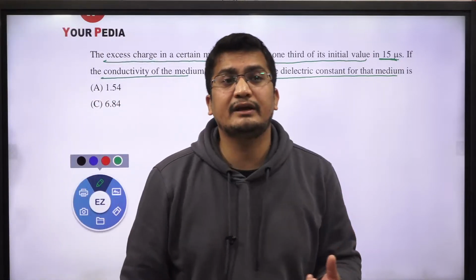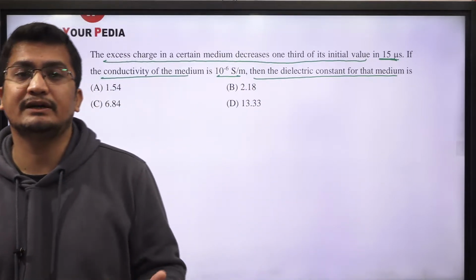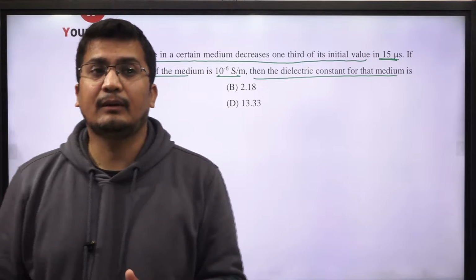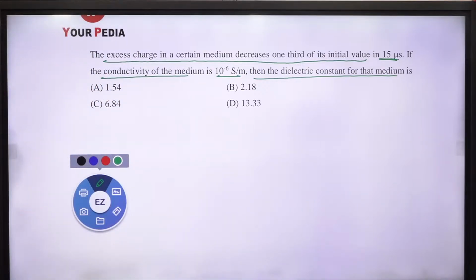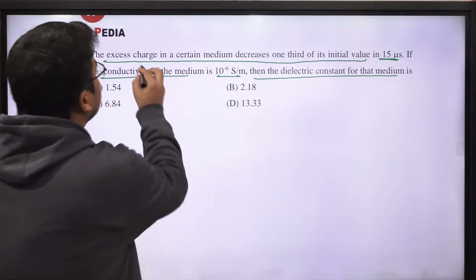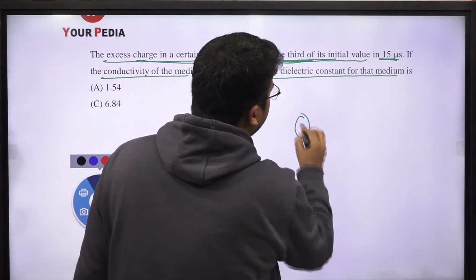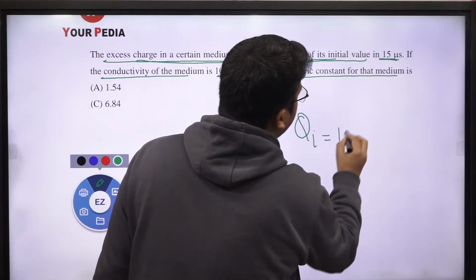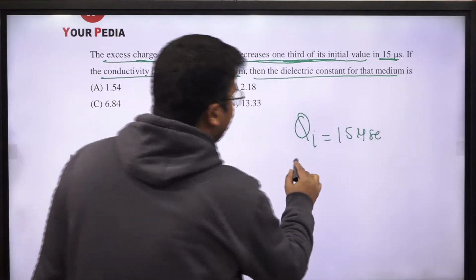In electromagnetic field theory, I always tell you people, the properties of the medium are measured in terms of the permeability, the permittivity, and the conductivity. Tell me the answer for this, guys. He is saying the excess charge in the certain medium decreases to 1/3 of the initial value. I am taking the initial value equal to 50 microseconds. Is it clear? And what is happening?